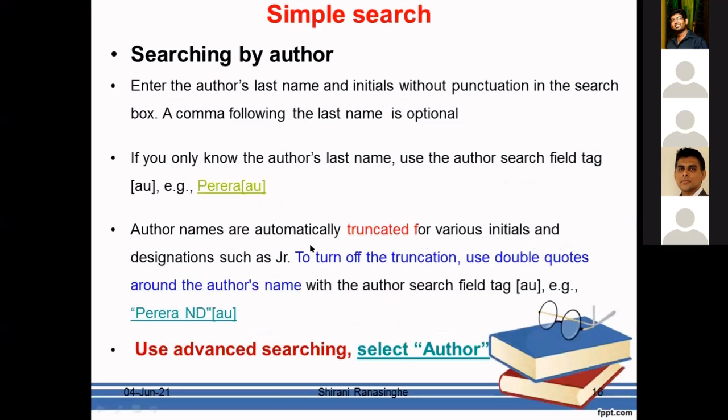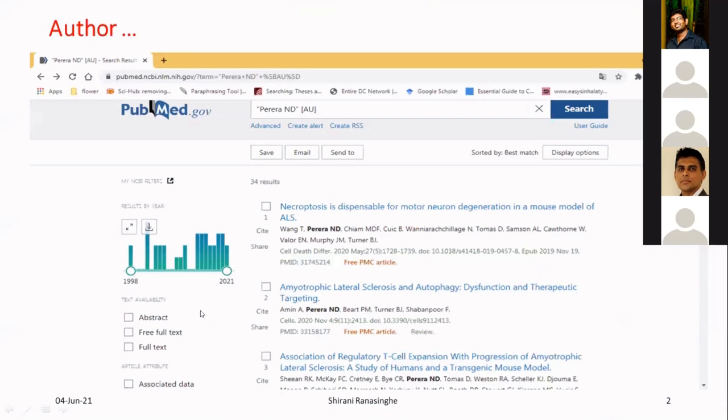This is because author names are automatically truncated for various initials and designations in PubMed. So to turn off the truncation, you can use double quotes around the author's name with the author search field tag. So this is the author search field tag. Now I want to get articles of N.D. Pereira, so I have typed it within double quotation marks and included the author tag, and I have retrieved only the articles published by N.D. Pereira.